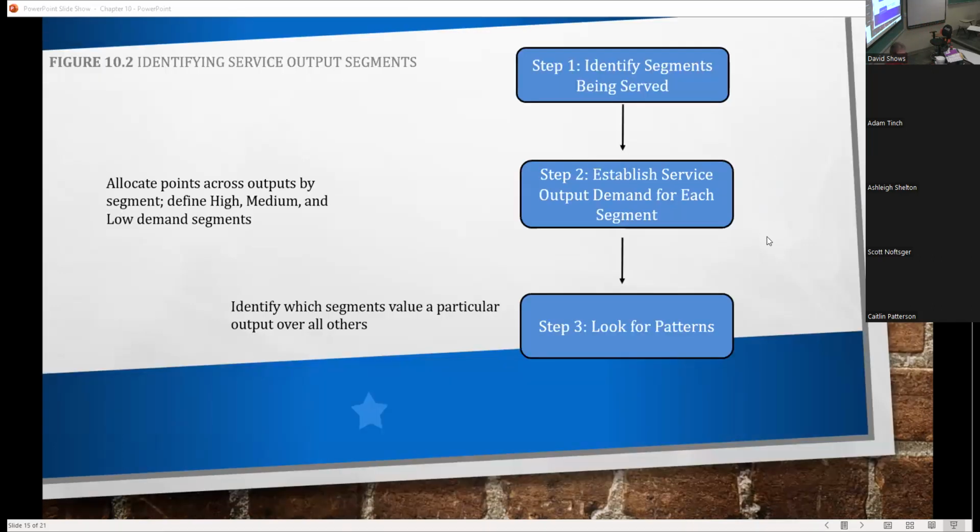So these are the steps again. Also, remember, you kind of allocate the points across the axis by what are high, medium, and low demand. You identify the segments, you establish their service outputs, and you look for patterns, all right? This is many times what you talk about when you're considering this stuff to be, tend to be an art rather than a science. You have to be able to look at the information and make the information speak to you.